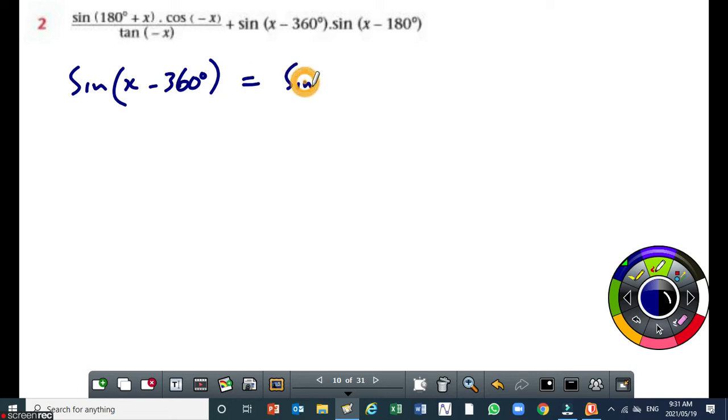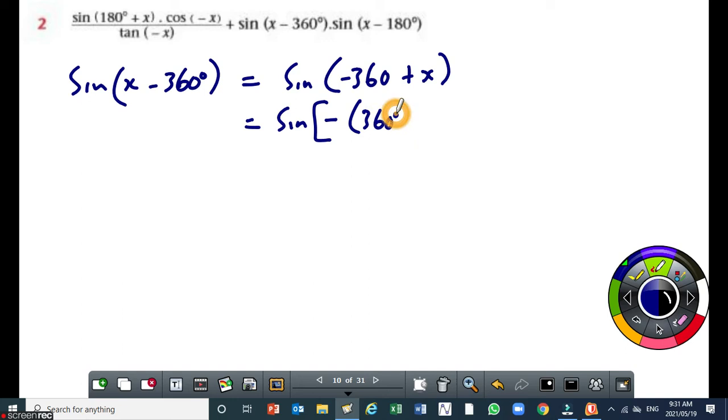You can write this as sine, open bracket, minus 360 degrees plus x. I'm taking you to the basics. Then I can write this as sine minus open bracket 360 degrees minus x. I'm using my knowledge of factorization. You following what I'm doing? Then because of this minus here, I can write this as minus sine of 360 degrees minus x.